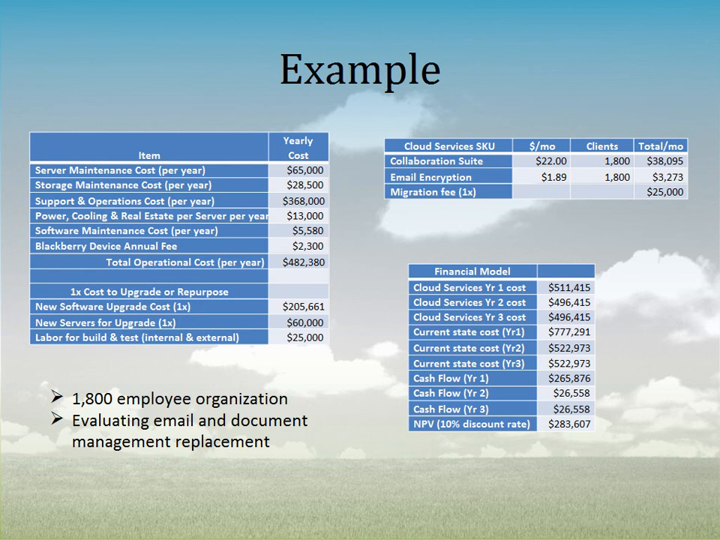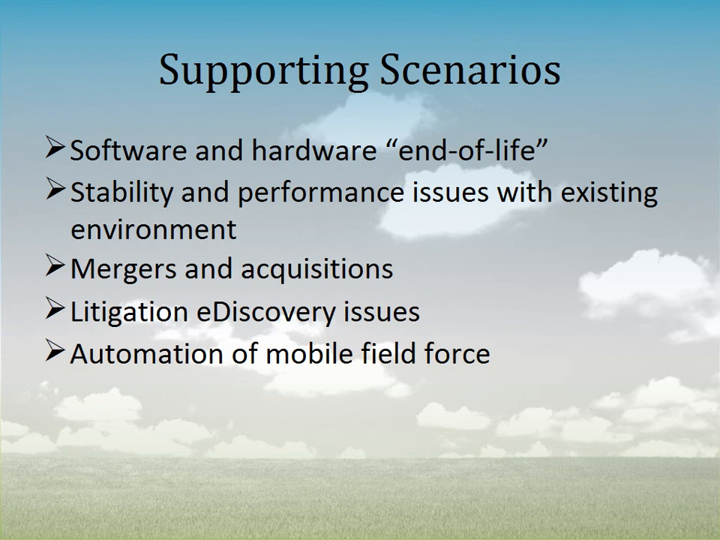So if we plug all that together, looking at it from a 3-year model, this is what the cost would be by moving to the cloud over 3 years, versus what their cost would be if they were to stay on-premise with their existing environment with the upgrade, what that cash flow difference is, and ultimately what the net present value would be over 3 years using a 10% discount rate. So the net for this customer is that they would see almost a $300,000 benefit by moving to the cloud.